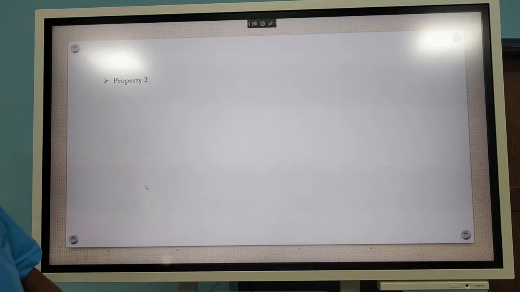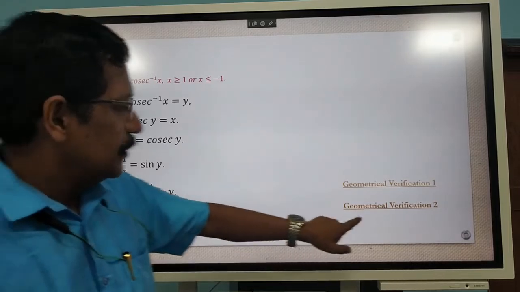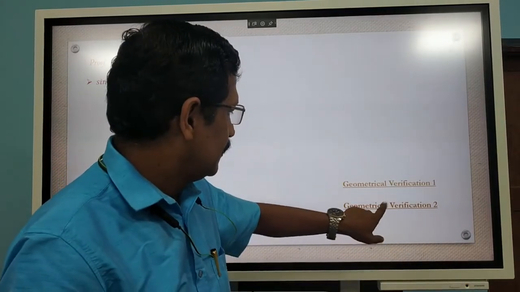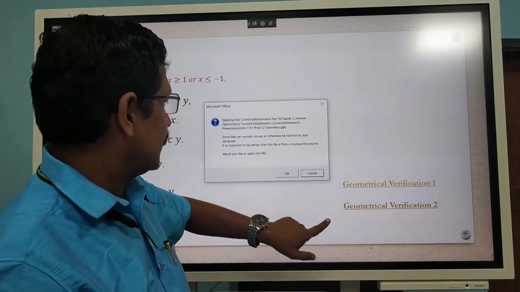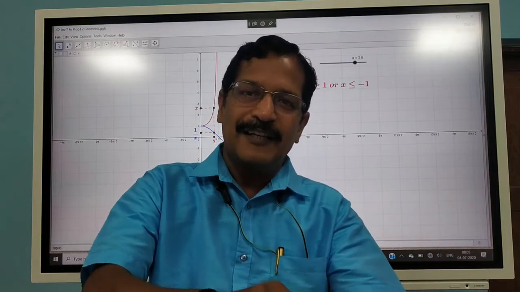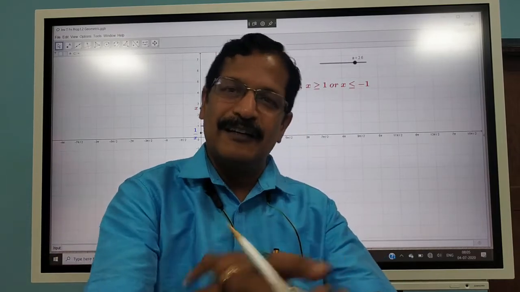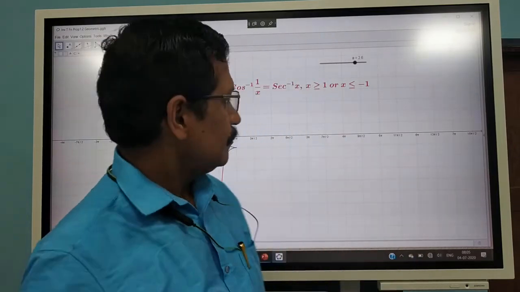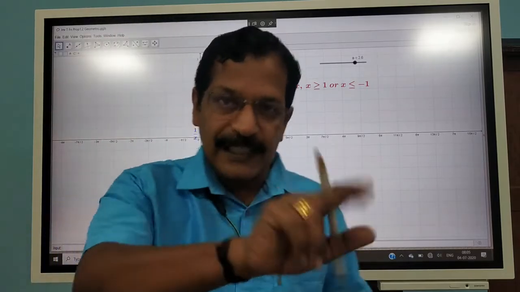Just a minute. I want to discuss one more result using the graphical view. Here I am not taking an inverse trigonometric graph. Here I am taking the trigonometrical graph and proving the result. Okay, not the same result, the next result.